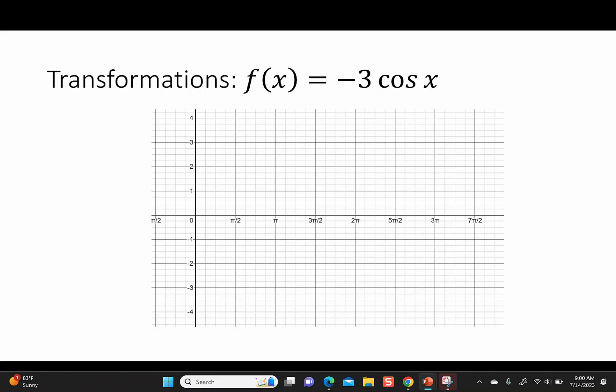If we have f of x is negative 3 times the cosine of x, we'll start by saying the amplitude is equal to 3. I want to stress the point that amplitude is always positive. The negative tells me my graph's going to reflect over the x-axis. When I go to graph negative 3 times the cosine of x, I'm going to start at negative 3 under the x-axis. I'll go to 0 at pi over 2, positive 3 at pi, back to 0 at 3 pi over 2, and negative 3 at 2 pi. I can continue this motion over my graph and then connect the dots.